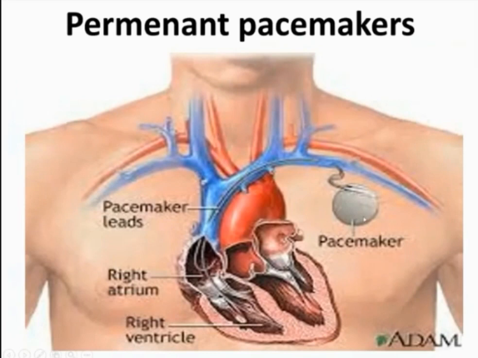بينما البيرمننت بيس ميكر هو جهاز، تشوفون هذا الجهاز معدني ينزل تحت الجلد subcutaneously at the left pectoral or the right pectoral according to يعني حسب technical issues. We put a lead here that reaches to the right ventricle and another lead to the right atrium.